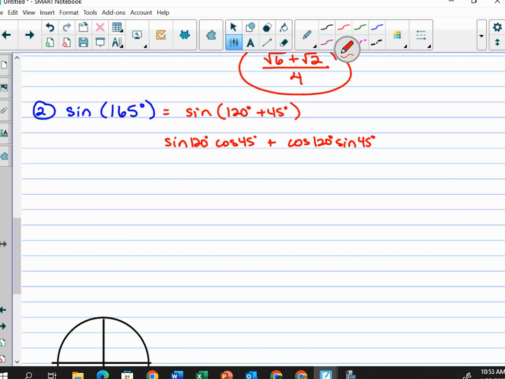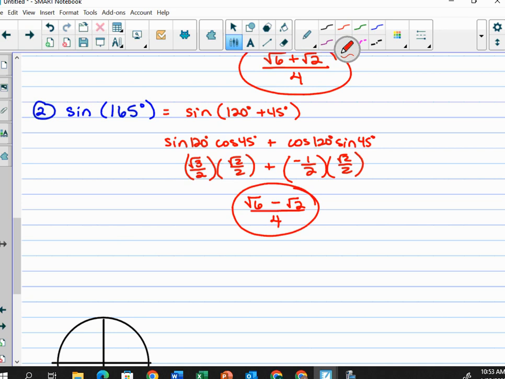All right, guys, sine of 120, what is it? And then cosine 45. What about cosine of 120? Yeah, guys, be careful with your signs. They're crucial. We should end up with root 6 minus root 2 all over 4.